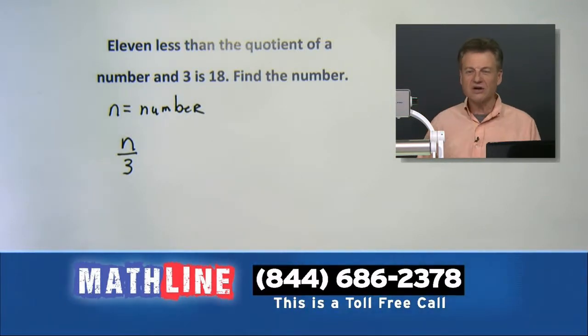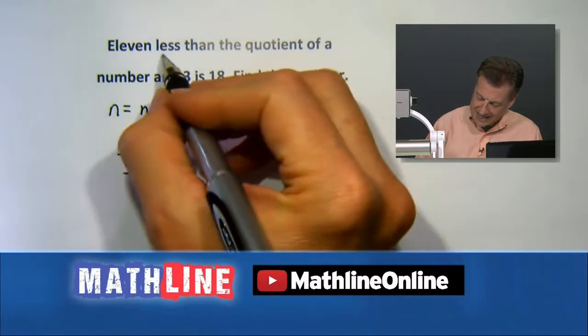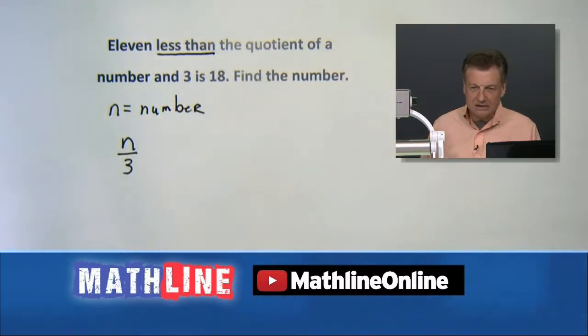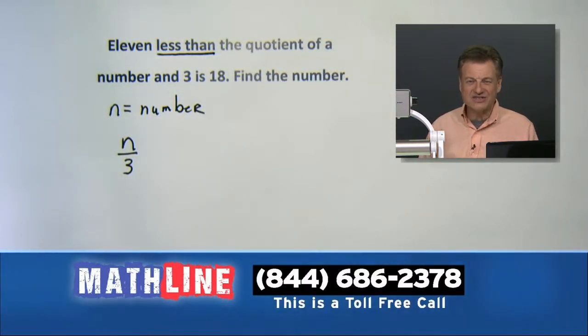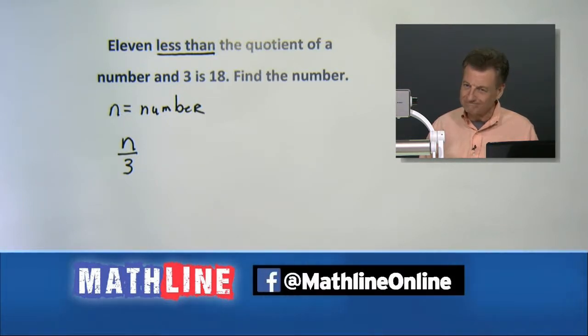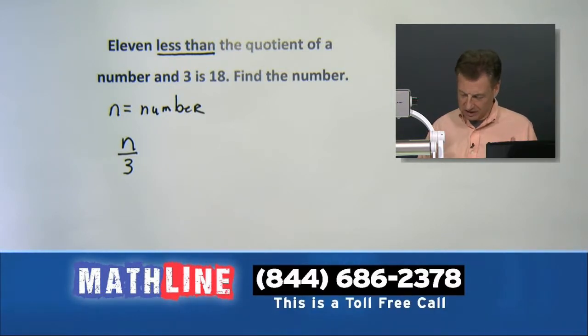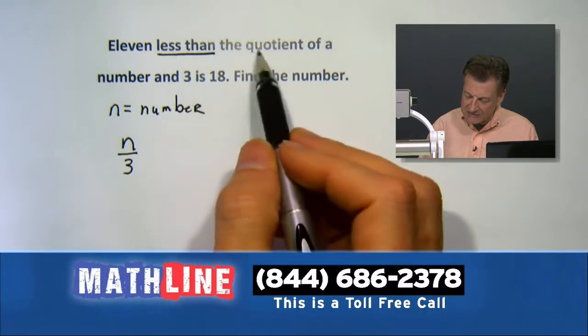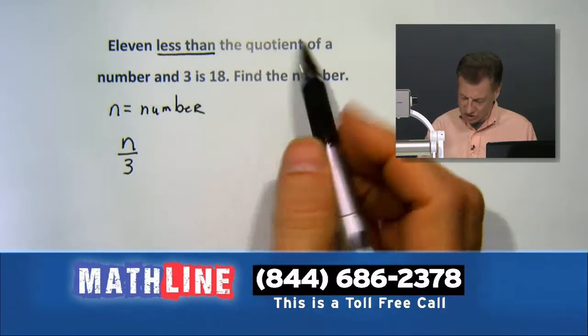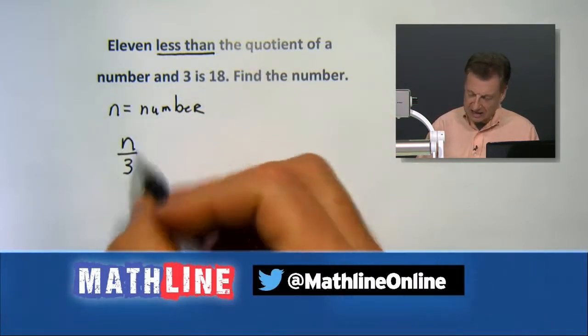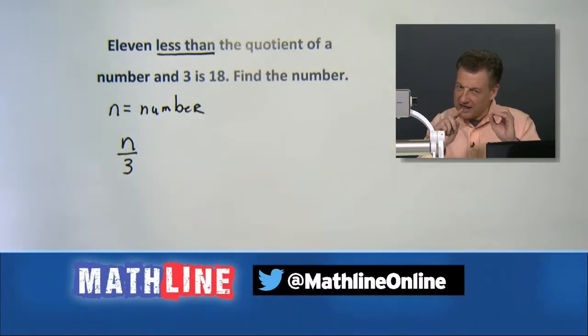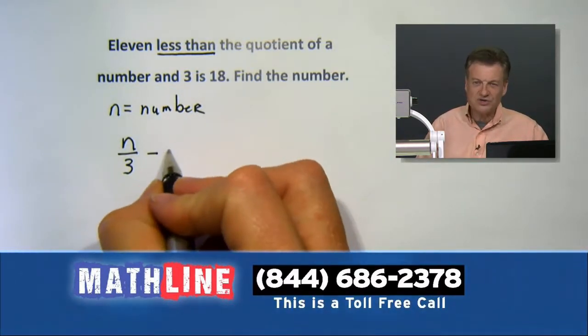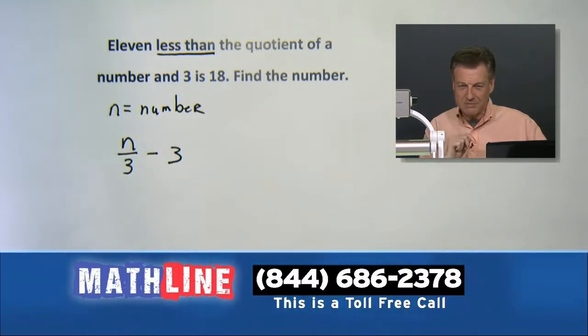Now, some of you are saying, well, Ernie, don't you need to deal with the 11 first? Well, that's a good question. What does less than tell me? If I say 11 was less than some number, period, what would you do? You would subtract the 11 from the number. In this case, 11 is going to be subtracted from the quotient. So here's our expression. We've got n over 3. Everybody good on that? Hold on to that thought. Then we're going to do the less than part. That's the subtract moment right there.